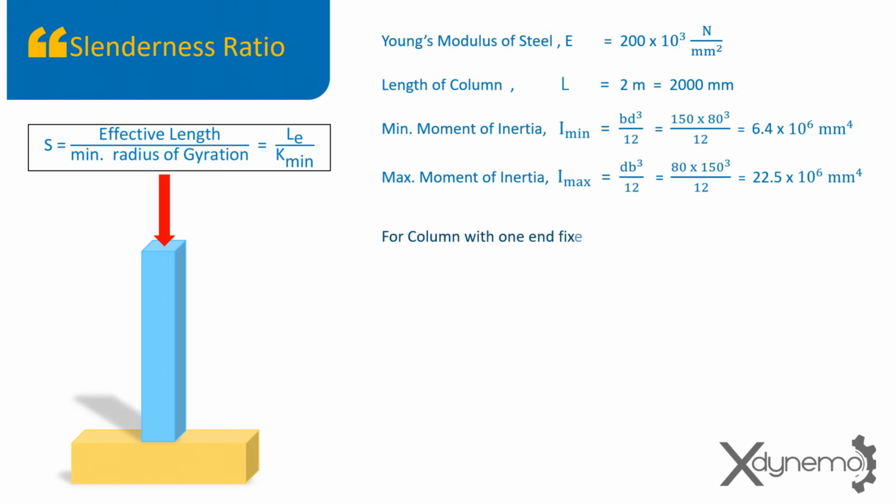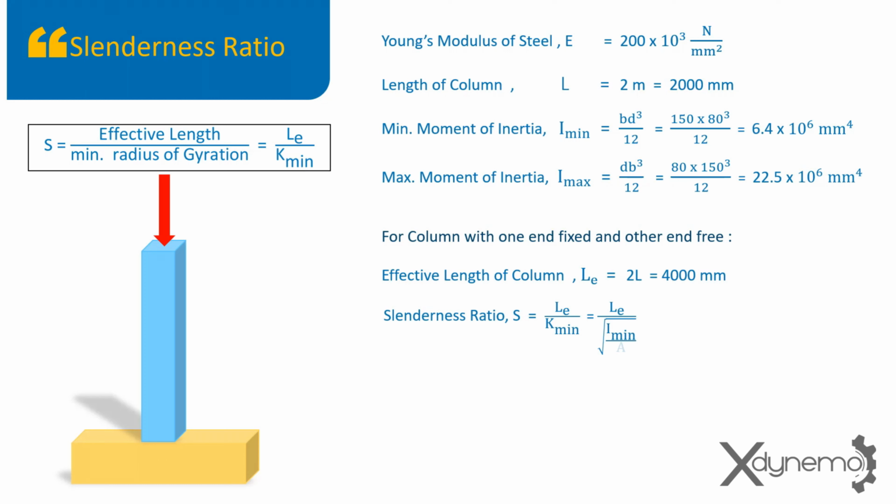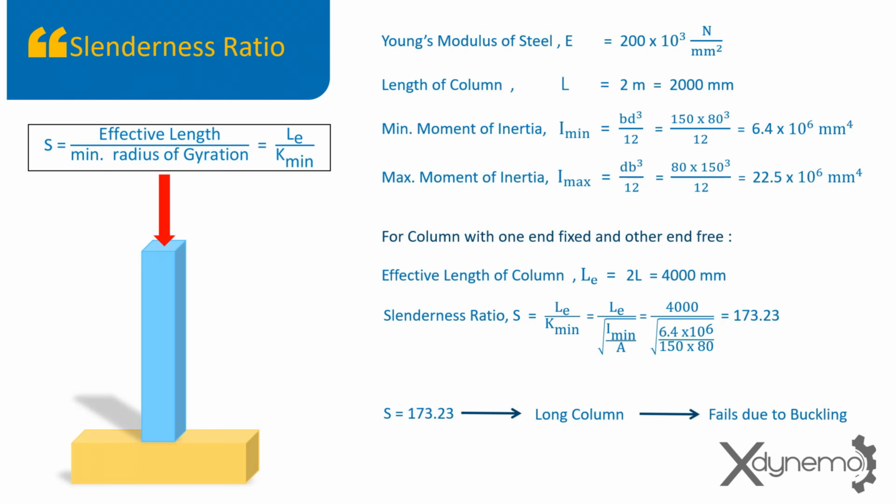For a column with one end fixed and another end free, the effective length of the column is 2 times its original length. The slenderness ratio is equal to the effective length divided by the minimum radius of gyration. On substituting the above values in this equation, the slenderness ratio is obtained as 173.23, which indicates that the given column is a long column, and it fails due to buckling.